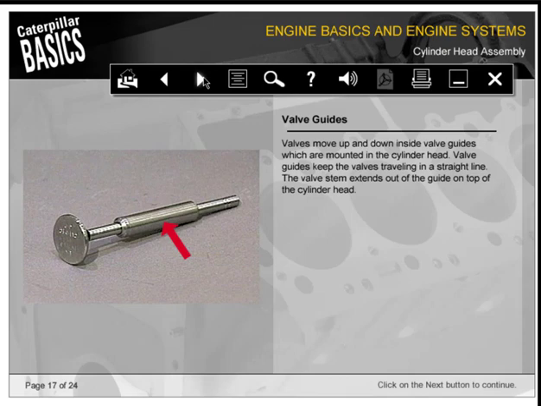Valves move up and down inside valve guides, which are mounted in the cylinder head. Valve guides keep the valves traveling in a straight line. The valve stem extends out of the guide on top of the cylinder head.